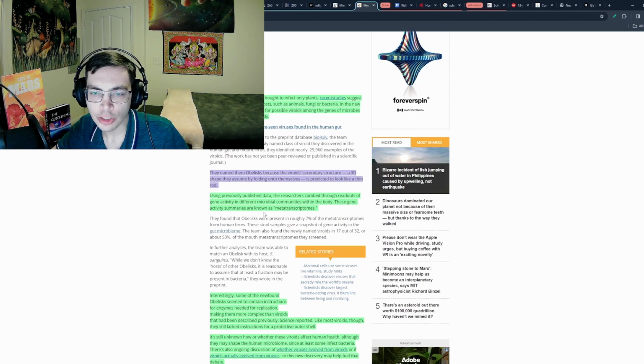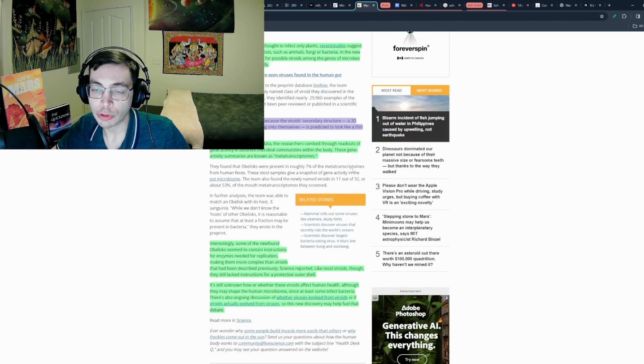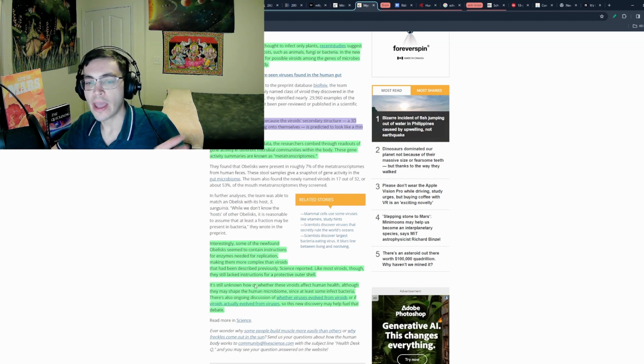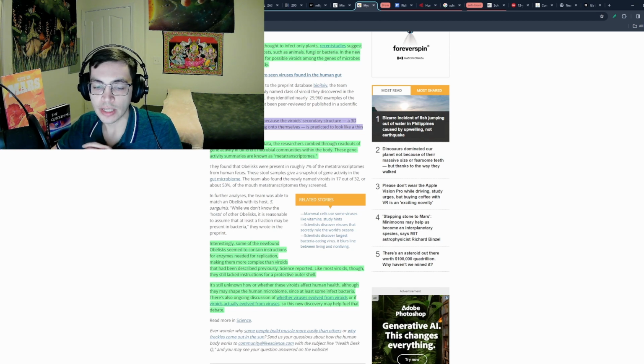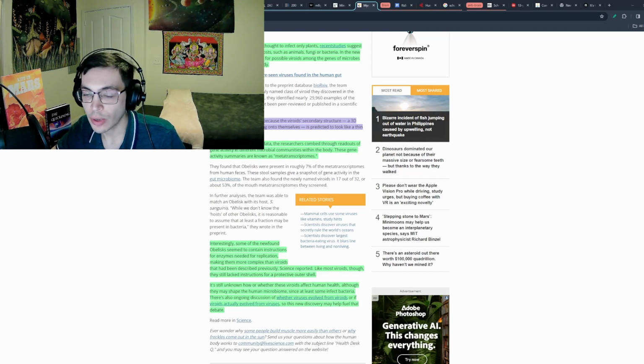Using previously published data, the researchers combed through readouts of gene activity in different microbial communities within the body. These gene activity summaries are known as metatranscriptomes, and they used these metatranscriptomes to go back into data they had already stored, from decades in the past. They cross-correlated them and found out that these obelisks, they had already had them in their data before. They just didn't know how to search for them.